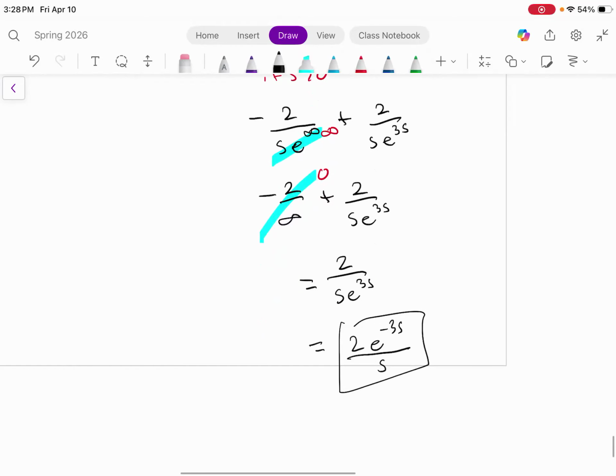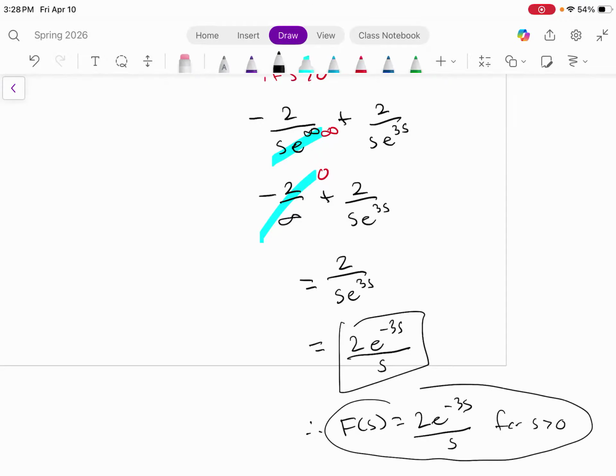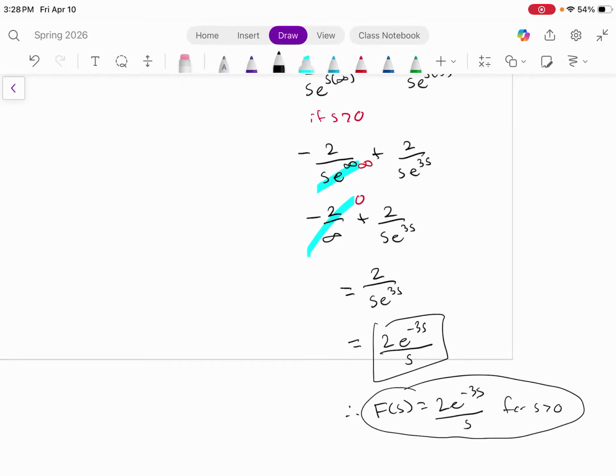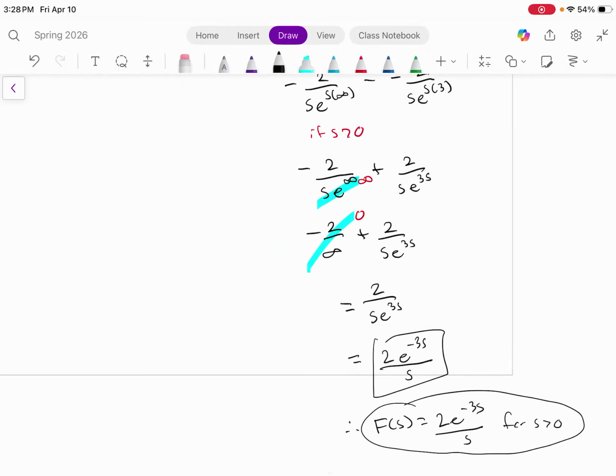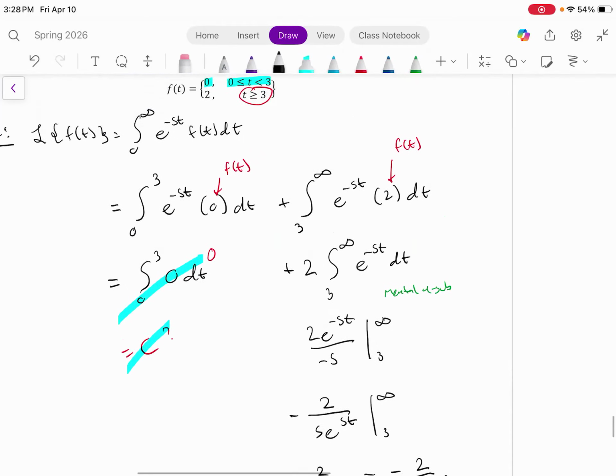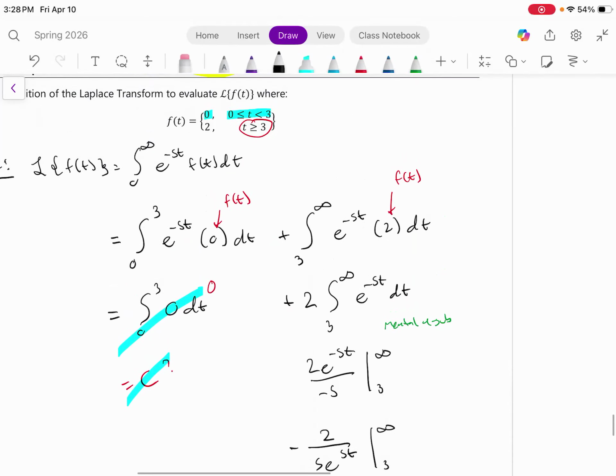Therefore, F of s equals 2 e to the negative 3s all over s for s greater than 0. So that's an example of a piecewise Laplace transform. You just have to break it down into the respective functions and their respective bounds. It all works out because it's continuous and it's still going from 0 to infinity.